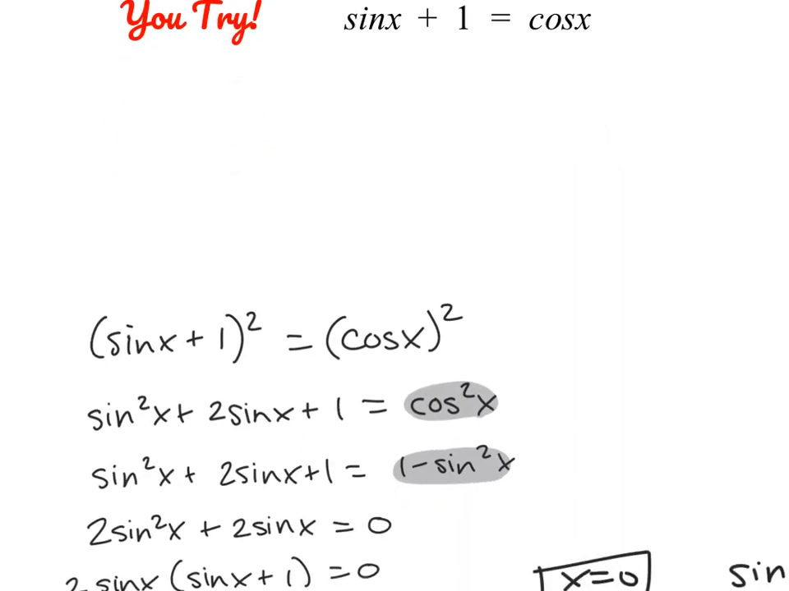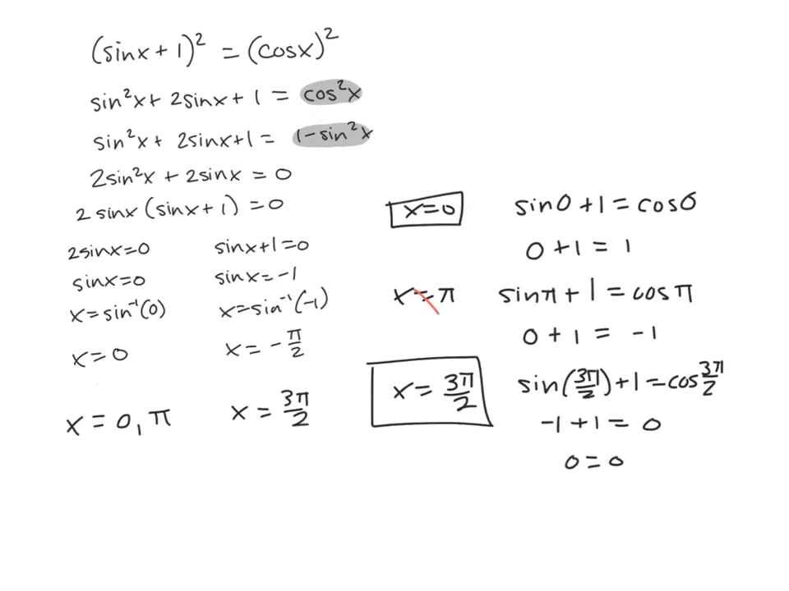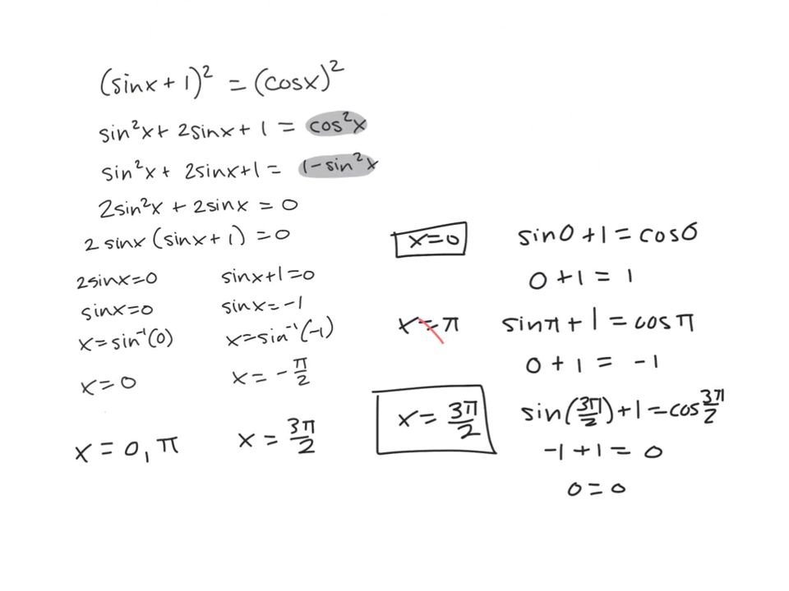Okay, so let's check our answers. So here, if you square both sides and you rewrite cosine squared as 1 minus sine squared, you get something that can be factored in this way. So we get sine of x equals 0 and the sine of x equals -1. So within the range of 0 to 2 pi, this gives us the answers 0, pi, that's when sine is 0, and then 3 pi over 2, which is when sine is -1.